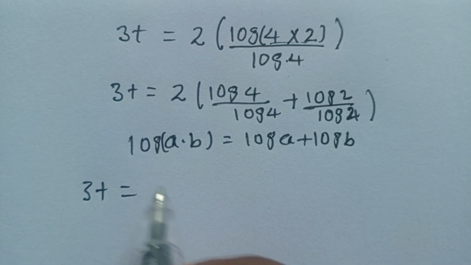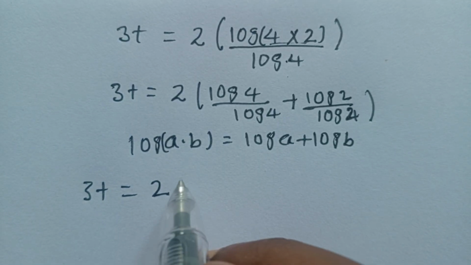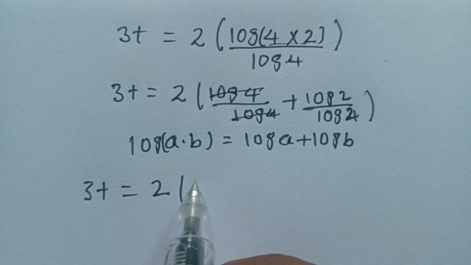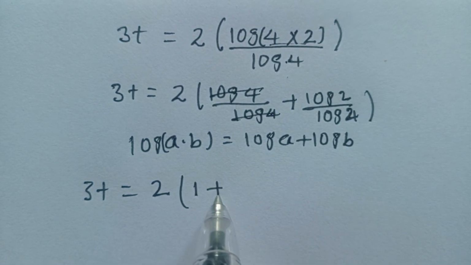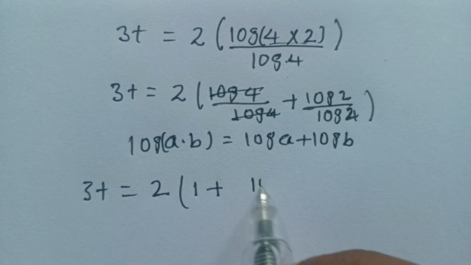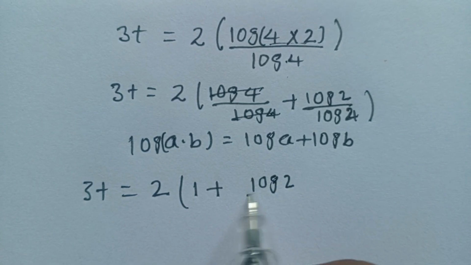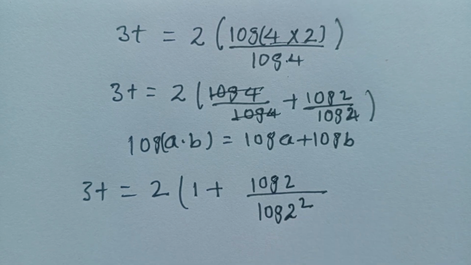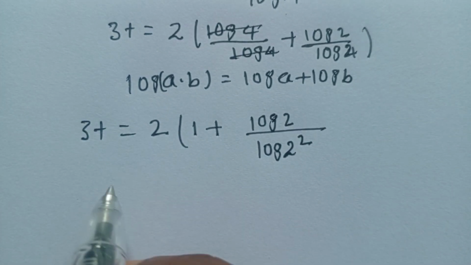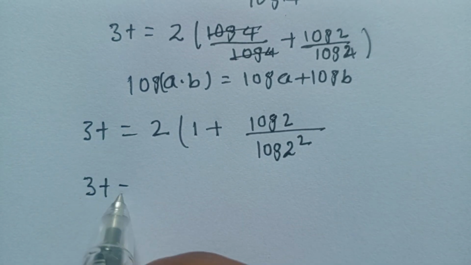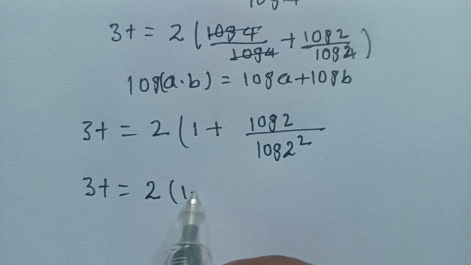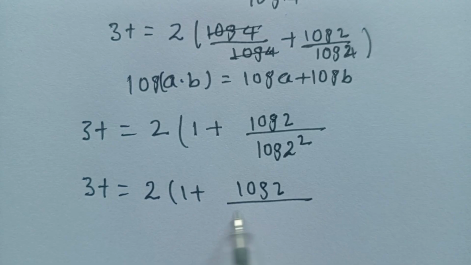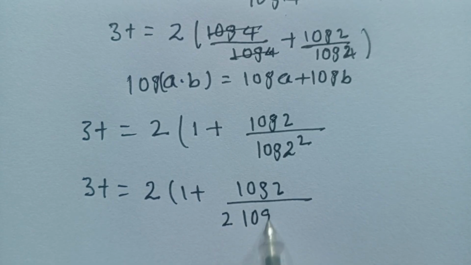3t equals 2 into, cancel by this, gives us 1 plus log 2 over log 2 over 2. 3t equals 2 into 1 plus log 2 over 2 log 2.